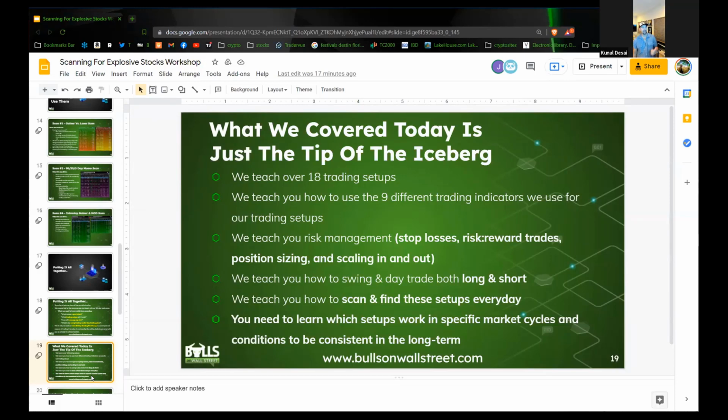I teach you the risk management, how to get out of the trade when it goes against you. Like, where do you put your stop losses? How to manage your reward to risk. The position sizing, like how many shares do I actually buy?